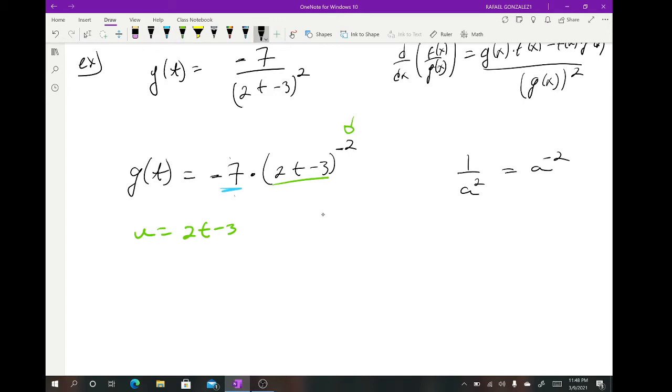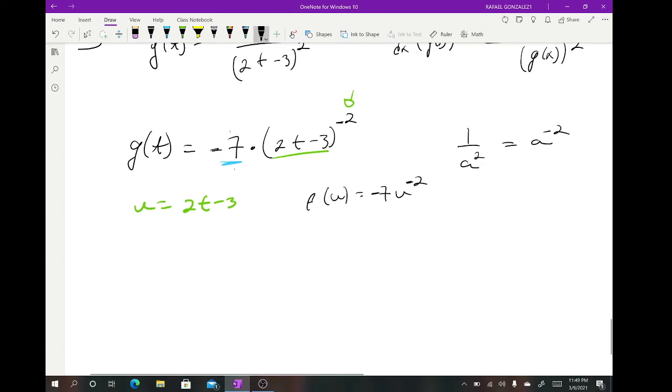and our g of u, let me call it f of x since I've been calling it f of x throughout. So f of u is equal to minus 7 u to the minus 2. That's what f of u is. The derivative of u is simply 2, because the derivative of 2t is 2, and the derivative of a constant is 0. So the derivative of 2t minus 3 is 2 by the power rule.